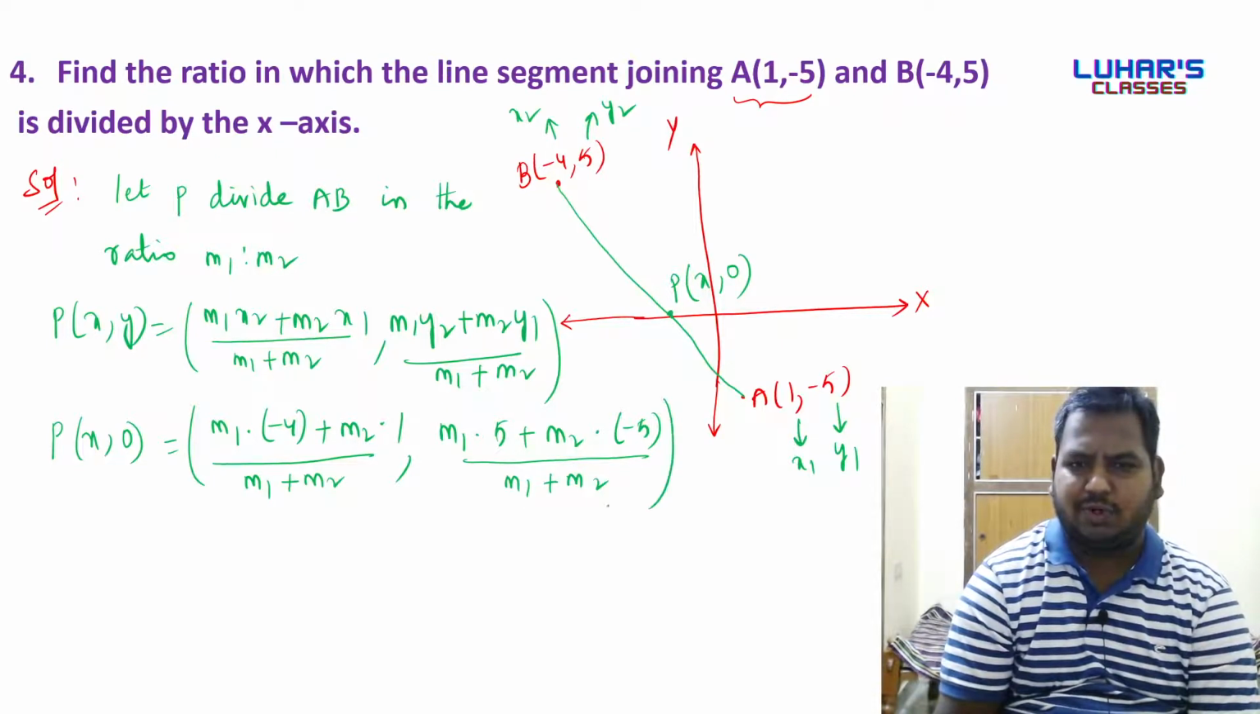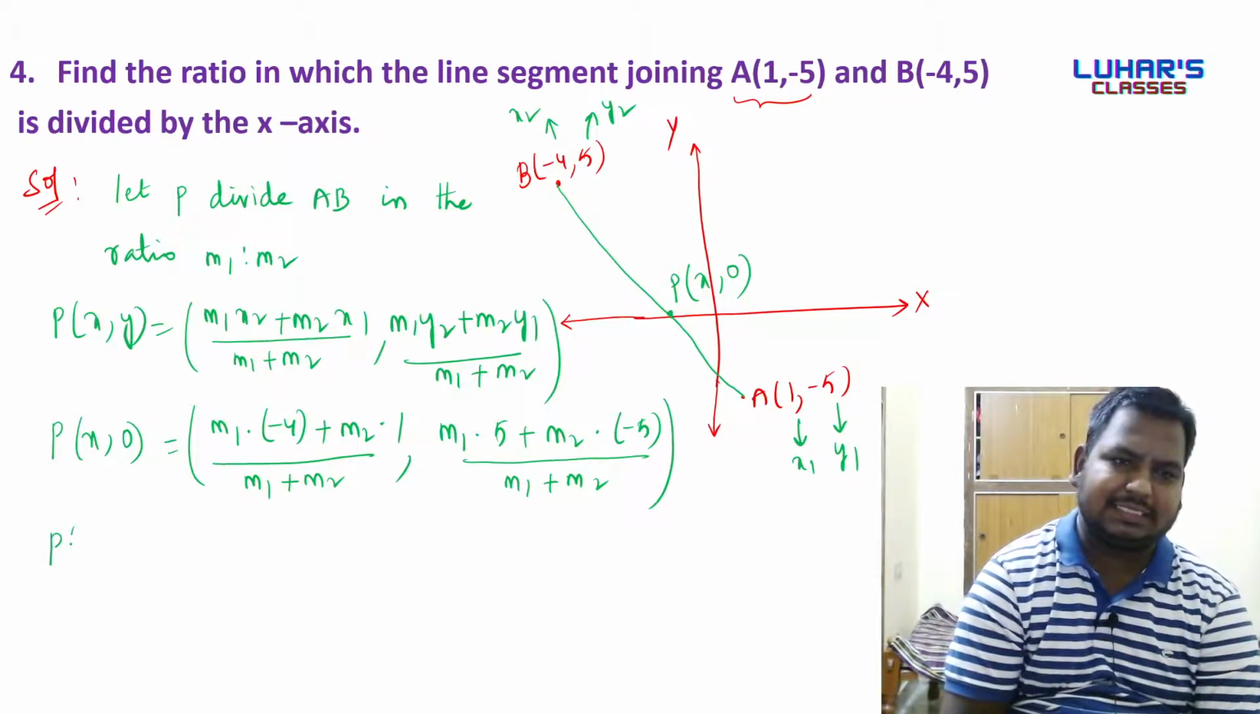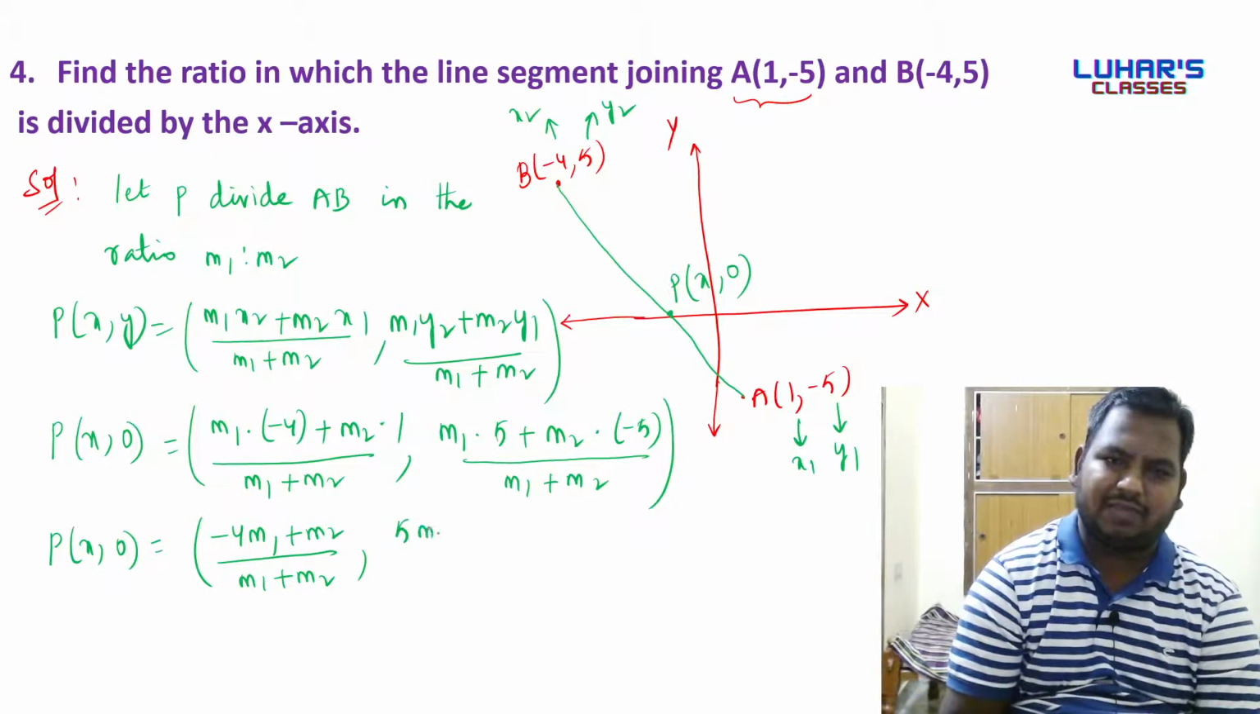So what are we going to get here now? P of x comma 0 is equal to m1 into minus 4 is minus 4m1 plus m2, by m1 plus m2. Next we'll have 5m1 minus 5m2 by m1 plus m2.